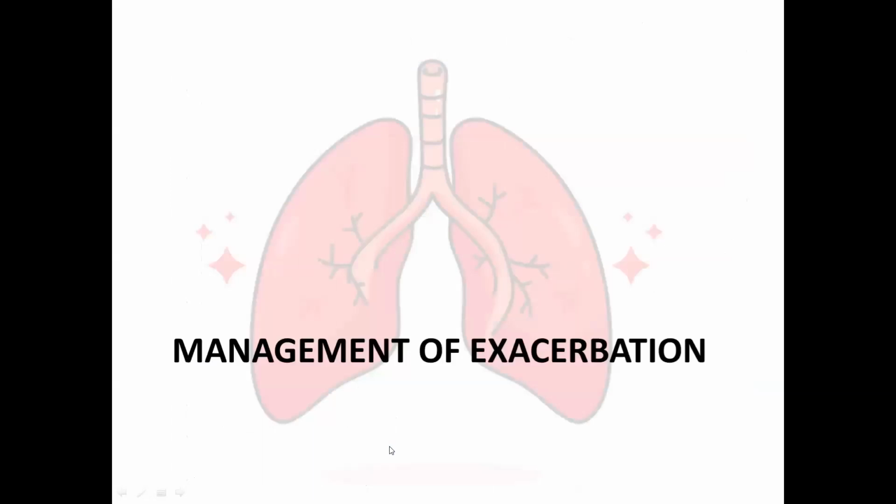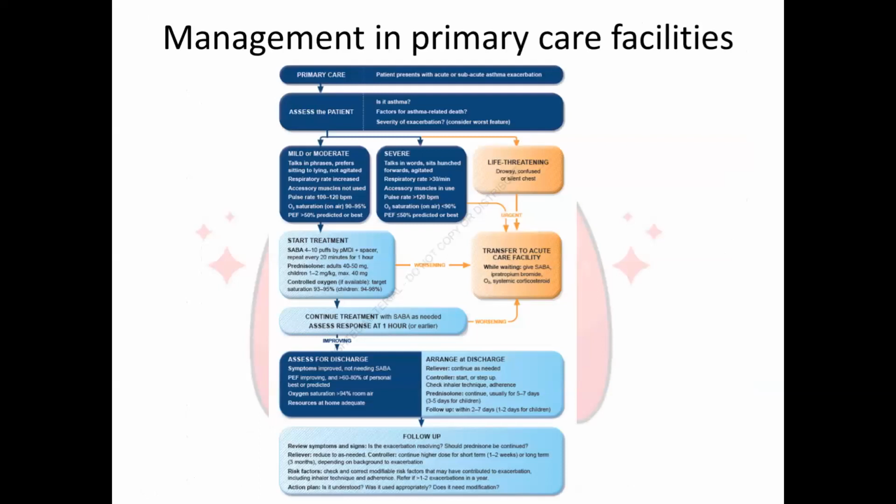For completion's sake, we'll also go quickly through the management of exacerbation in a primary care facility. So if a patient comes with asthma, assess the patient and categorize the patient clinically into mild or moderate exacerbation and severe exacerbation. In mild to moderate exacerbation, the patient can talk in phrases and is not agitated, respiratory rate is increased, there is no use of accessory muscles of respiration, pulse rate is increased, around 100 to 120 beats per minute, saturation is between 90 to 95% approximately.